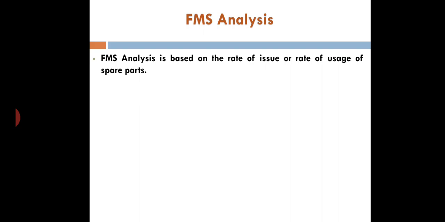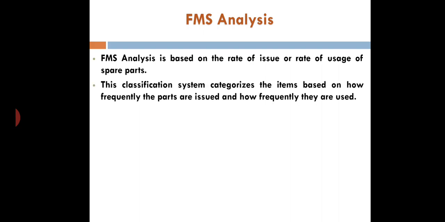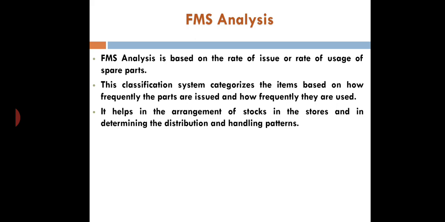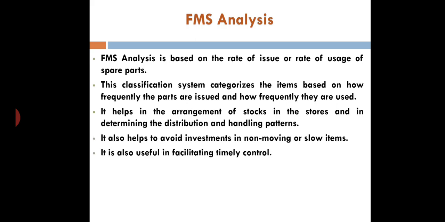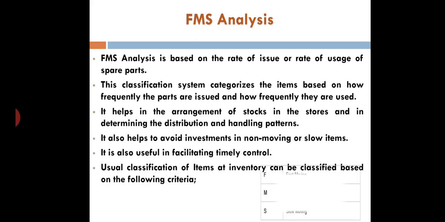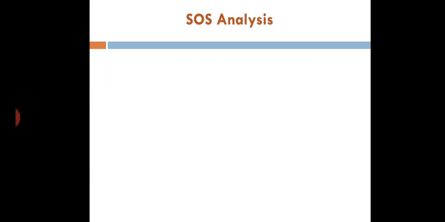Next one is the FMS analysis. FMS analysis is based on the issue or rate of usage of spare parts. It will be based on how frequently the parts are issued and how frequently your items are being utilized. So you can have fast moving, medium moving and slow moving, that is FMS. Fast moving items may require better control. Medium moving will require less control than fast, likewise. So that is based on the time of consumption.